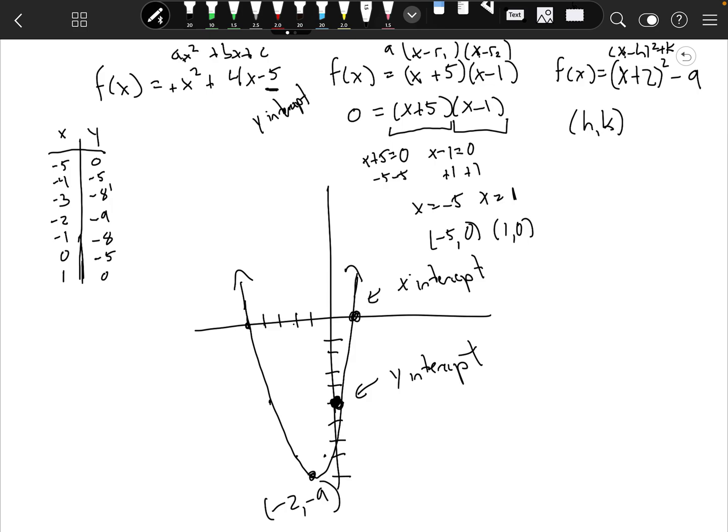So that's the superpower for each type of quadratic function. The first one in standard form gives you the y-intercept. The second one in factored form gives you the x-intercepts. And the third one in vertex form gives you the vertex. And those are kind of the main points you need to know to graph a parabola. So hopefully this helps you out a little bit.